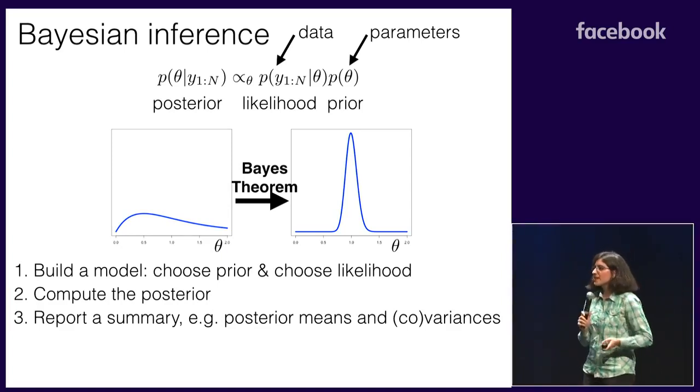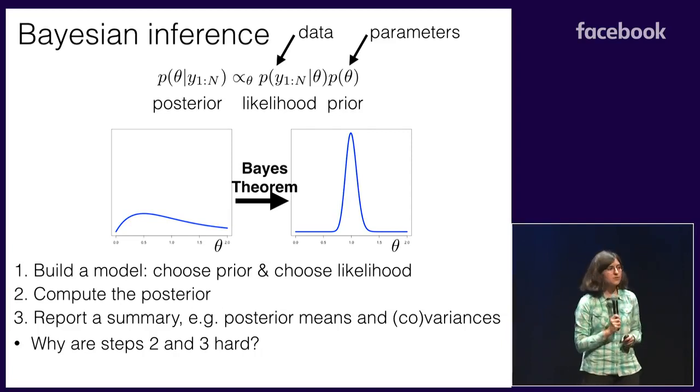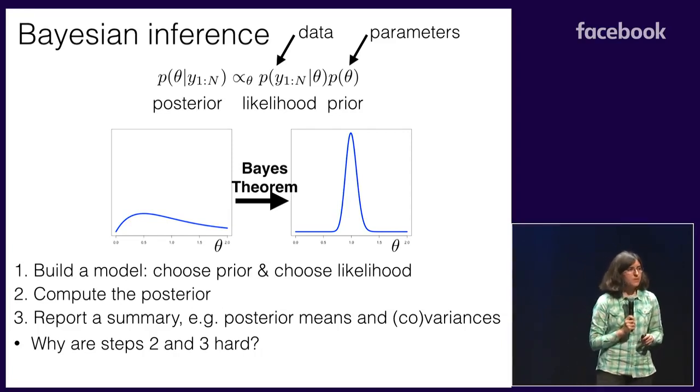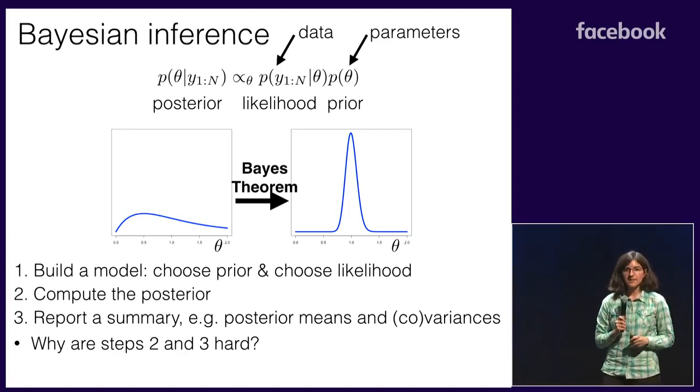Okay, so I said that there was a computational challenge. Where does the computational challenge come in? It's in steps 2 and 3. So let's take a moment to think about, why is there a computational challenge? Why are steps 2 and 3 difficult?